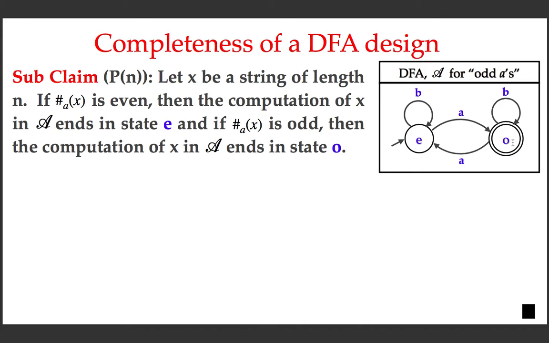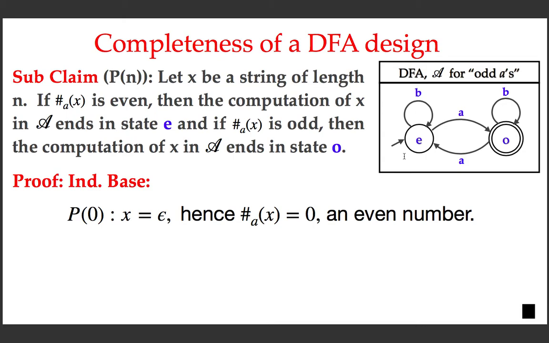And if the number of A's in X is even, you will end up in E. This is the reverse claim. You may go back and see what we did for soundness. Okay, anyway, this is the claim. And now you go for the base case.